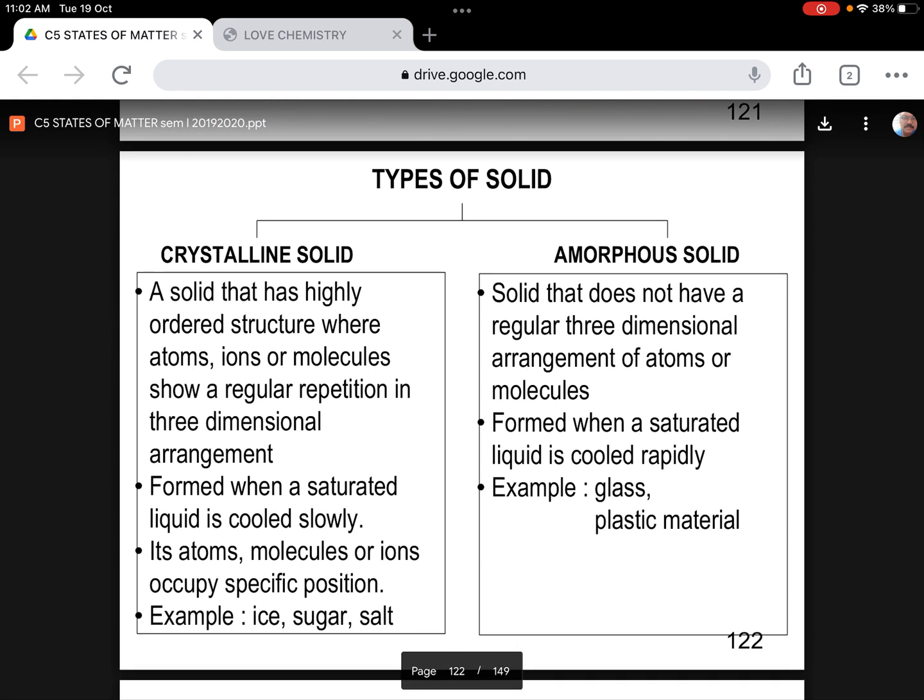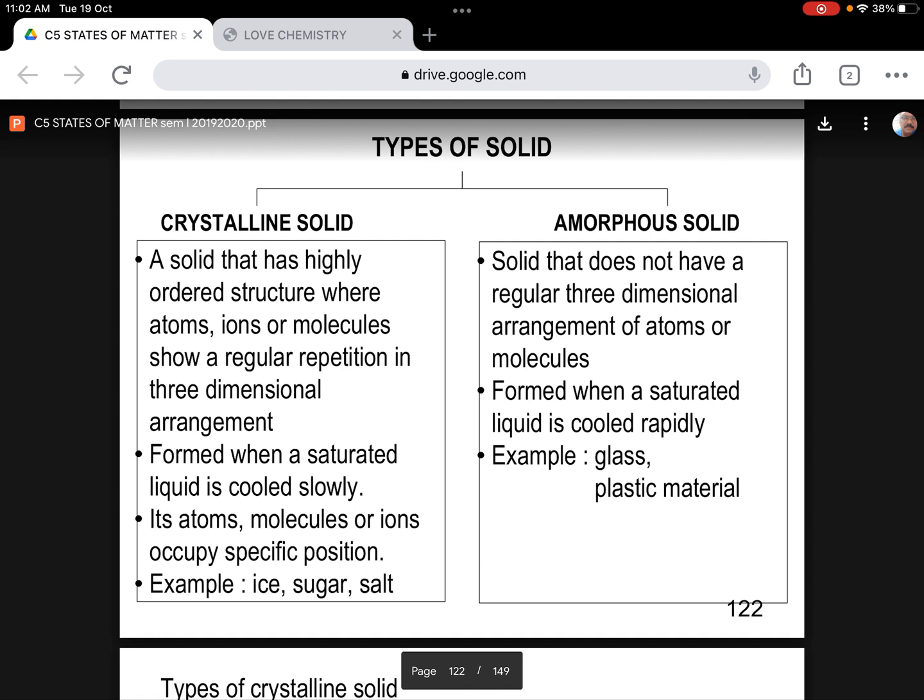All right, these are the types of solid. We have two types of solid. One is crystalline, one is amorphous. Normally, questions asked in exams differentiate between the two types of solid. So I suggest the students do it in table form.